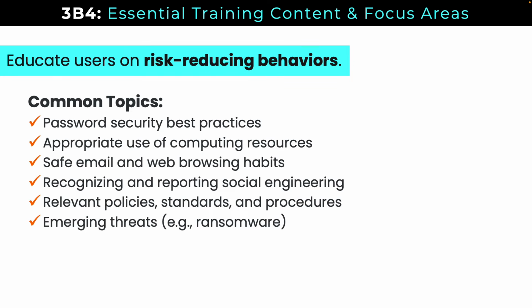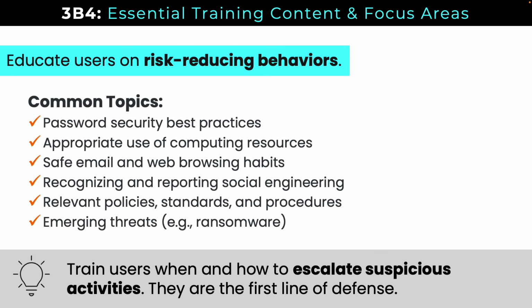Emerging threats. We know that the email channel is the number one delivery channel for ransomware attacks. So keeping employees up to date on the types of attacks they are likely to see, understanding that no email filtering software is perfect, will serve us well. We want to train users when and how to escalate suspicious activities because users are our first line of defense.